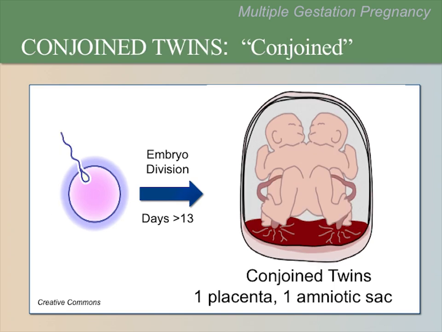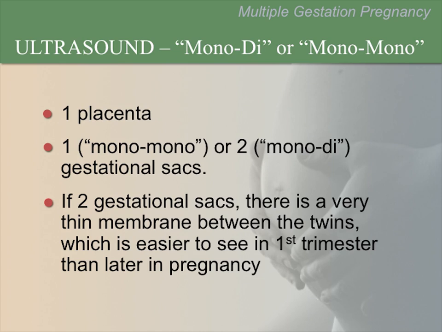The last and rarest type of twins is conjoined. This occurs when embryo division occurs more than 13 days after fertilization. Conjoined twins are connected to each other and may share organs. They share a single placenta and one amniotic sac. On ultrasound, you will only see a single placenta in a mono-di or mono-mono pregnancy. There may be 1 or 2 gestational sacs depending on the timing of embryo split.